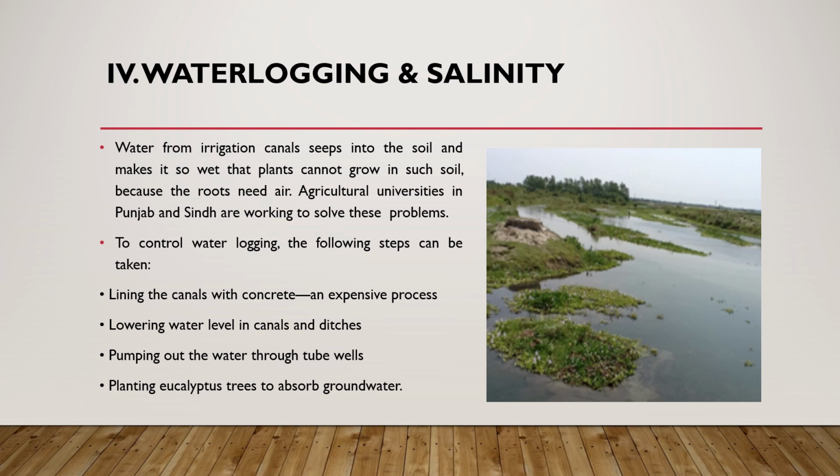The government is trying to solve this problem by lining the canals with concrete, which is an expensive process, lowering the water level in canals and ditches, pumping out the water through tube wells, and planting eucalyptus trees to absorb groundwater. Agriculture universities of Sindh and Punjab are trying to solve this problem.